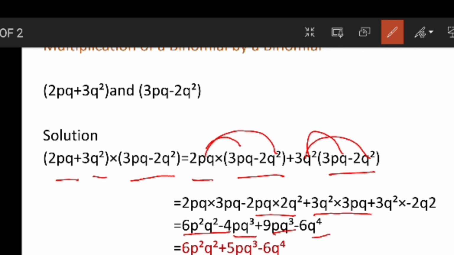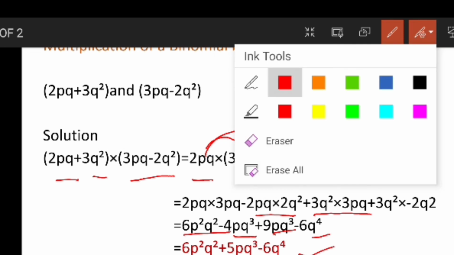So we are getting 6p squared q squared, plus 5pq cube, because both the terms are like terms, since they have pq cube in both the terms. So we are subtracting 4 from 9, we are getting 5pq cube, and we are getting the last term as minus 6q power 4. Okay, this is our final answer.